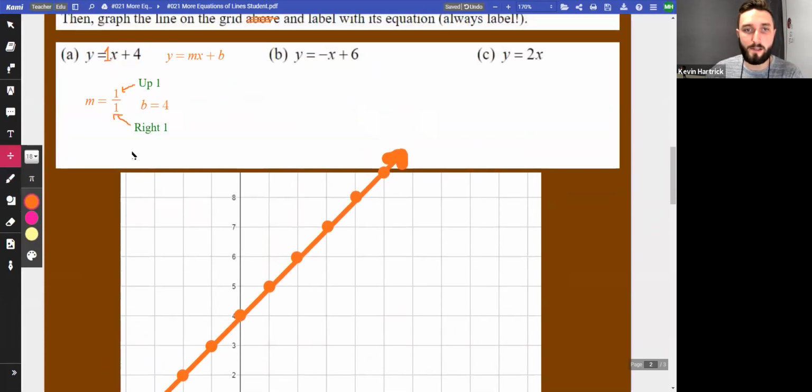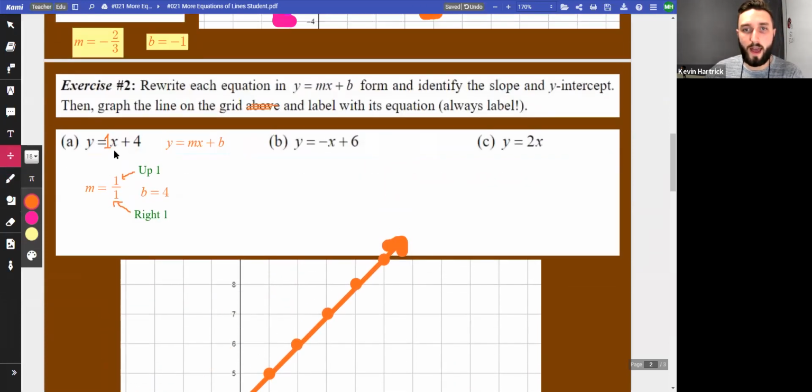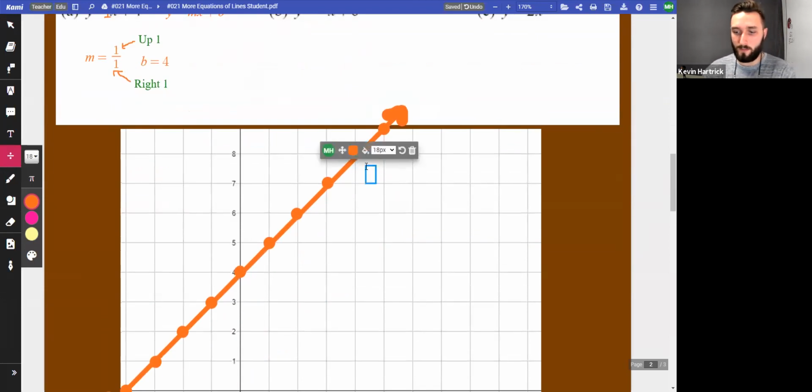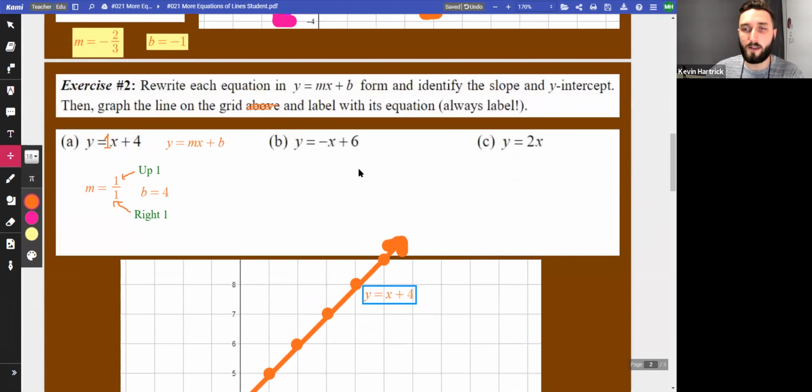So I'm going to label this y equals x plus 4. I'm not going to put the 1 because we don't need it, right? We are mathematicians. So if mathematicians don't put a 1, we don't have to put the 1. Okay? Y equals x plus 4. There you go. All right, you guys are going to try B and C on your own.